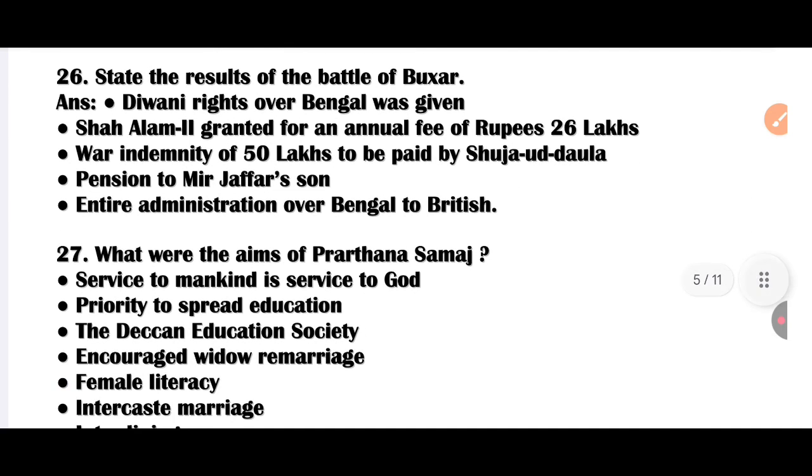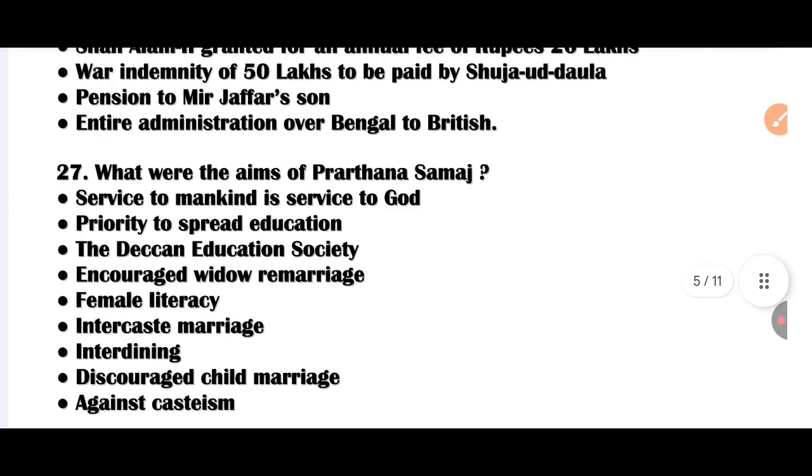Next question: state the results of Battle of Buxar. Diwani rights over Bengal was given. Shah Alam II granted for an annual fee of rupees 26 lakhs. War indemnity of 50 lakhs to be paid to Shuja Ud Daula. Pension to Mir Jafar's son. Entire administration over Bengal to British.